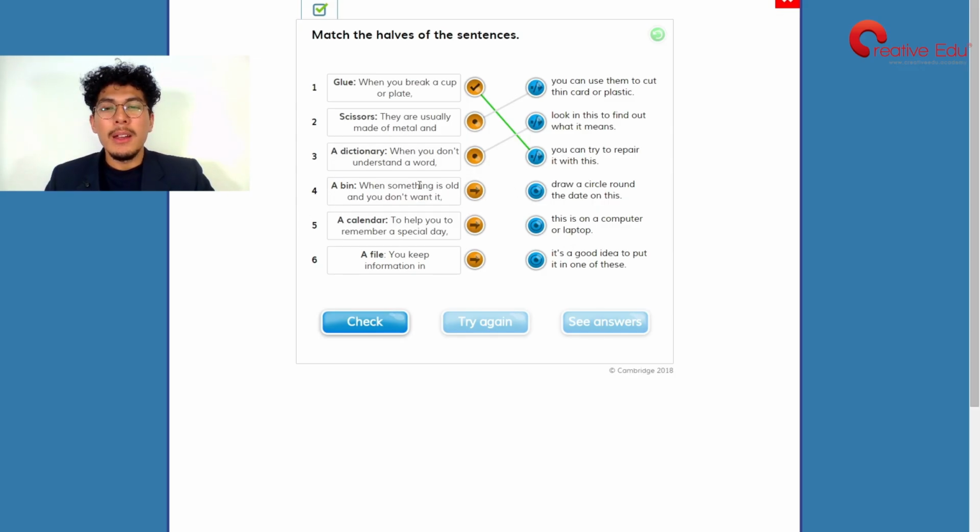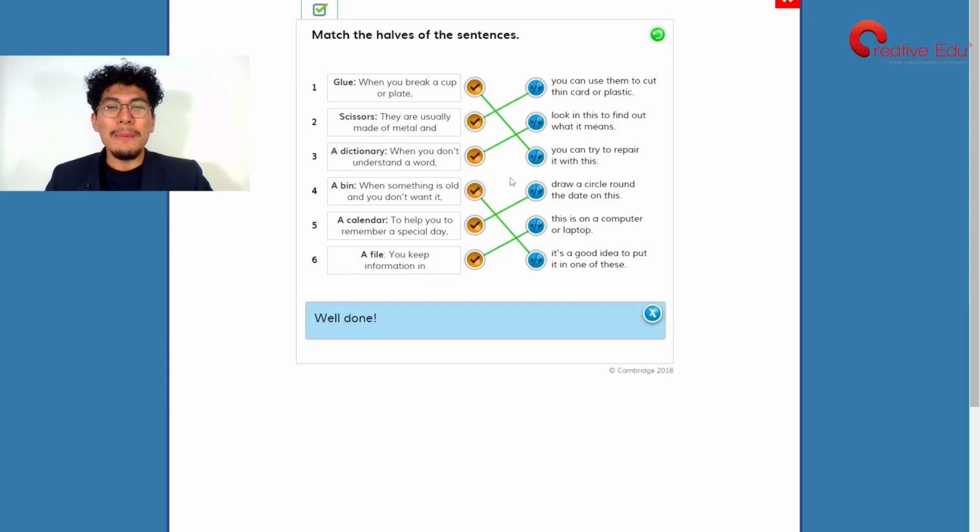Alright, number 4, a bin. When something is old and you don't want it, it's a good idea to put it in one of these. So we'll put it here. All right, a calendar. To help you to remember a special day, draw a circle round the date on this. Number 6, a file. You keep information in this on a computer or a laptop.